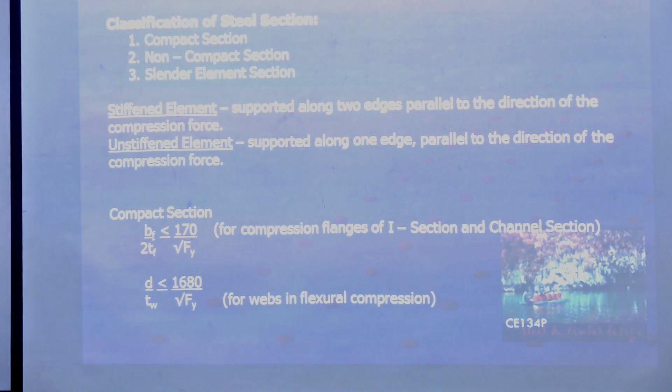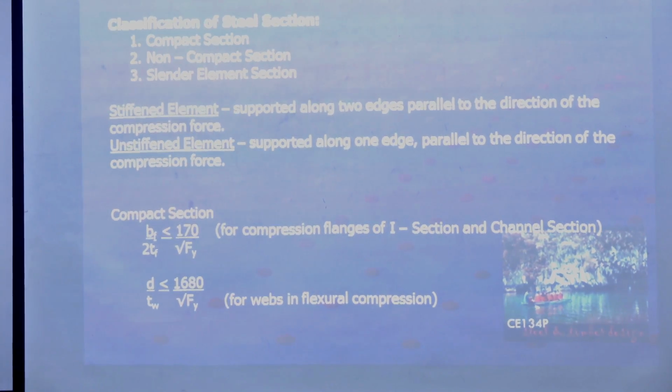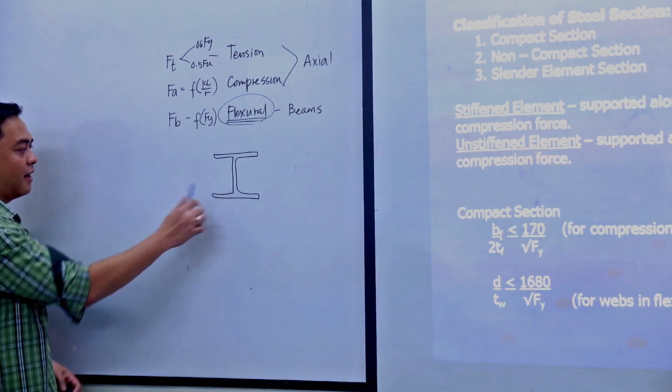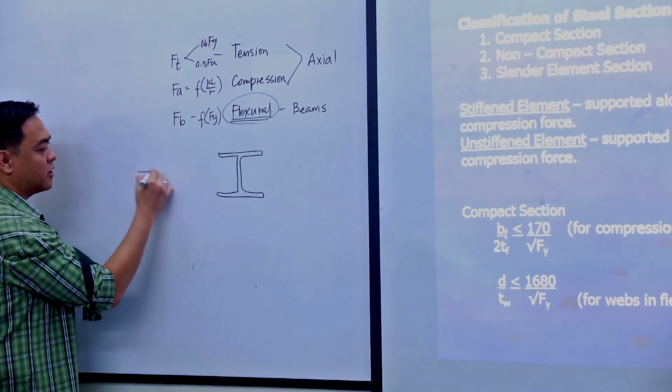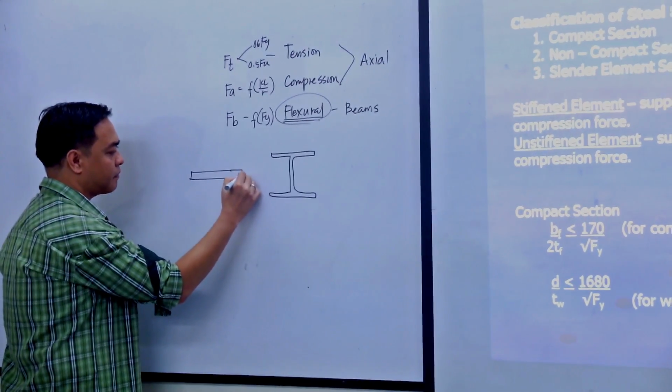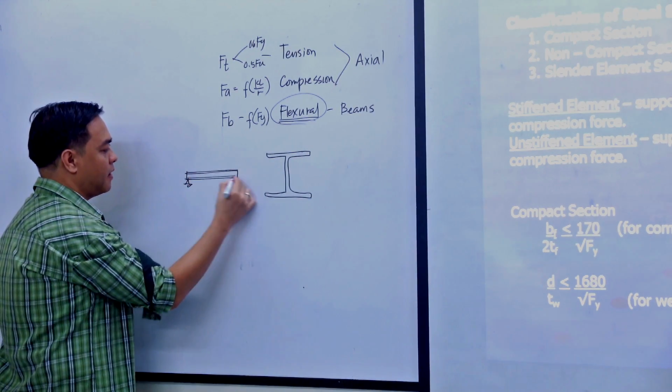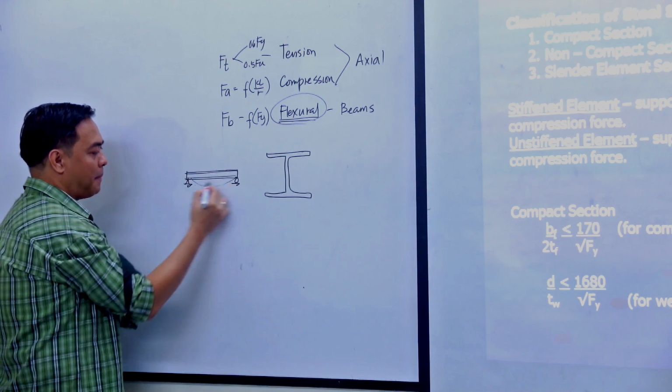Now for this case, where will be the compression flange? Where will be the compression flange? Actually, it depends on the beam. Let's say this section is used as a simply supported beam. For a simply supported beam, we all know that this will give a positive moment.